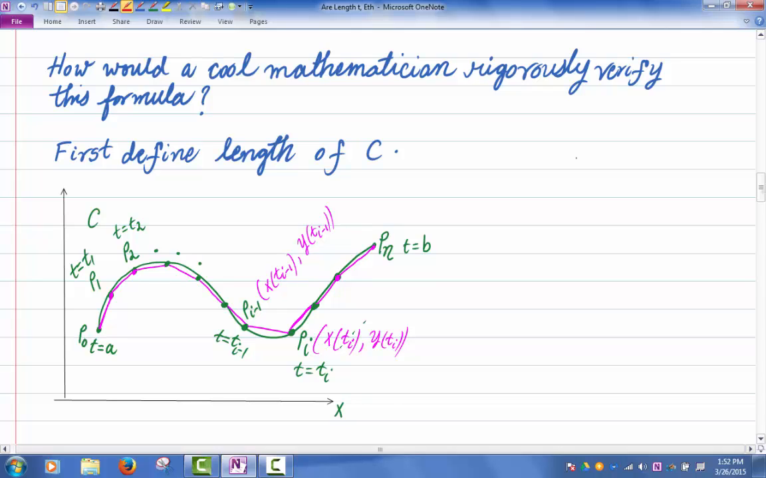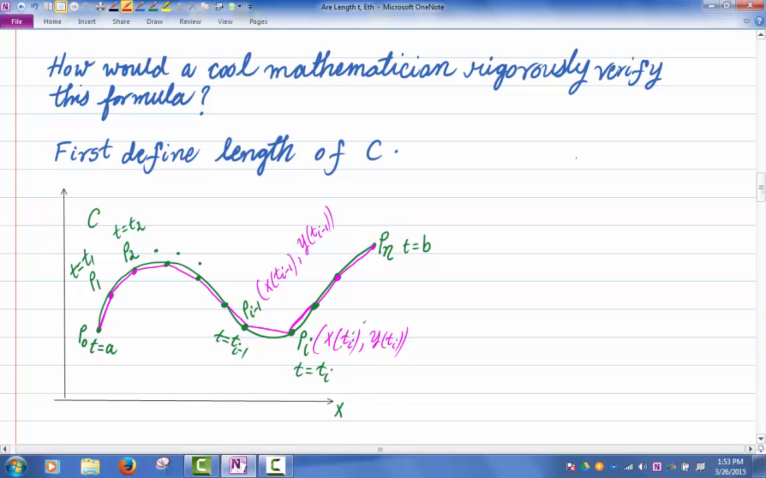Well, this is how we're going to think about this. Before you come up with a definition, think about what's a good way of approximating. What would be a good way of approximating the length, by using something we know? What do we know? We know the length of a straight line segment. Everybody understands the length of a straight line segment, and we want to use that and try to come up with an approximation of the length of the curve.